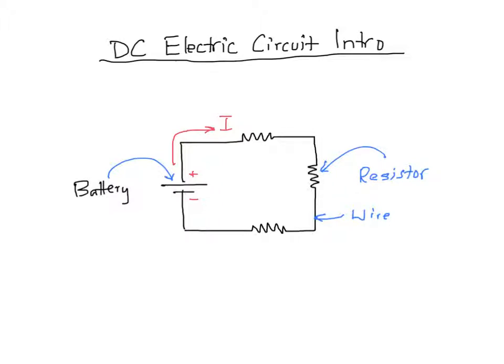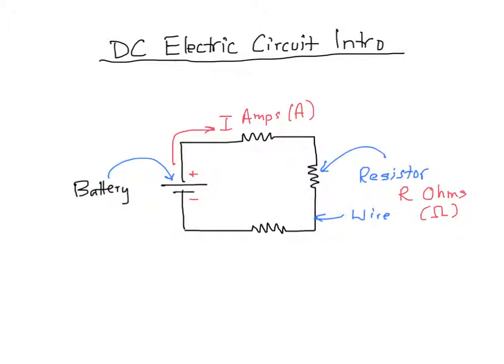The symbol for current is that capital I that I have there. The units are amperes or amps. The symbol is a capital A. A resistor has a symbol of capital R, and resistance is in ohms, and that can be shown with an omega symbol. So a resistor is like a restriction in a pipe.